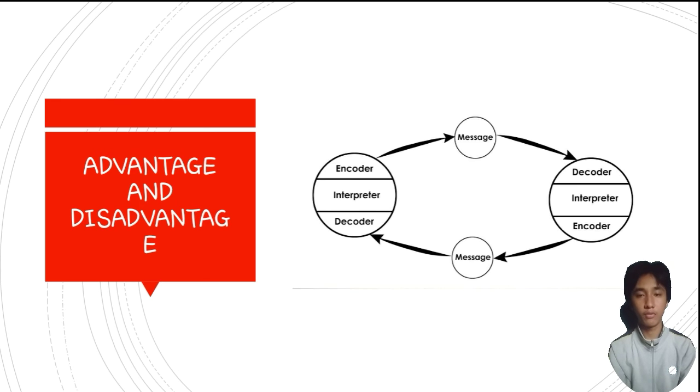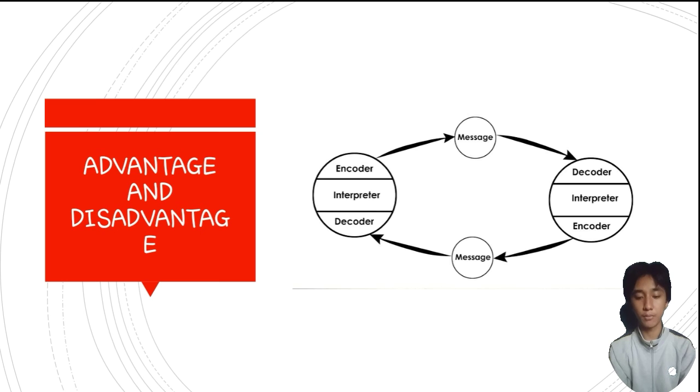Let's now move on to the disadvantages. First, it does not have the concept of semantic noise. Semantic noise is what happens when the sender and the receiver have different meanings of the same message. Second, it assumes that the moment of encoding and decoding does not happen simultaneously.